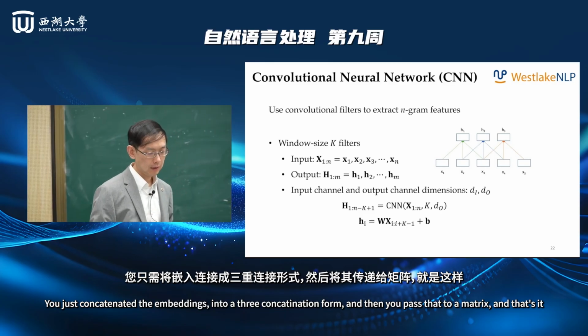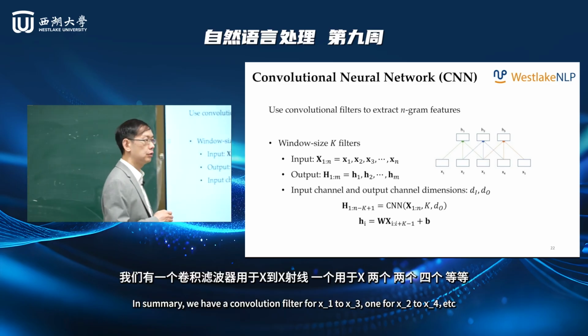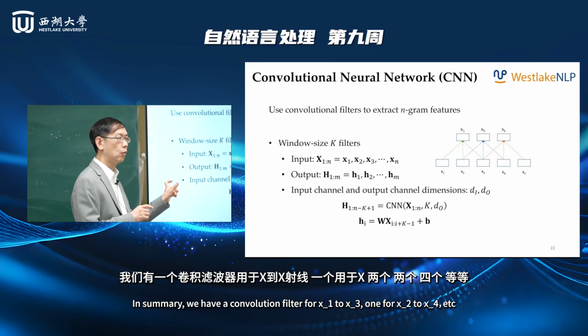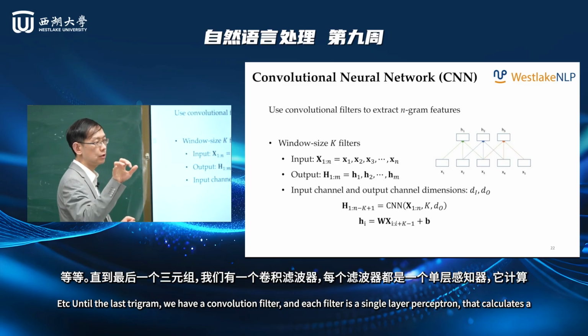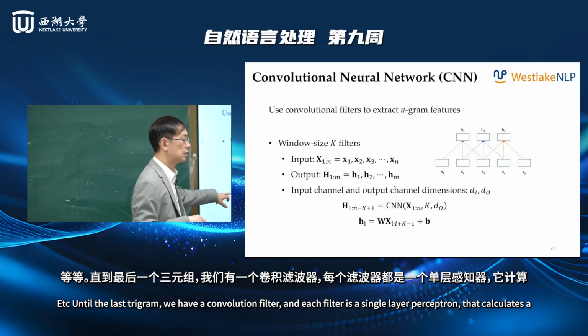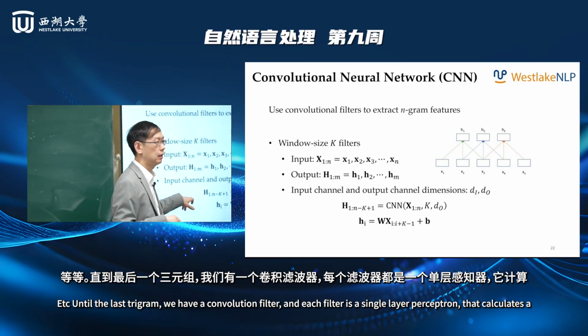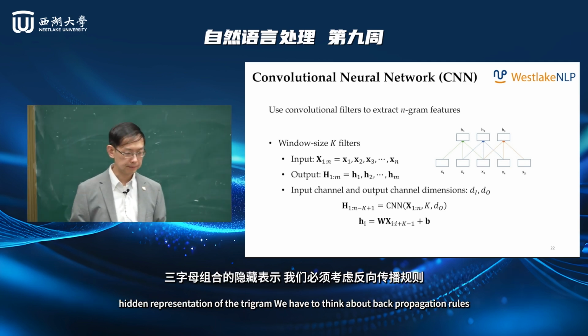And that's it. In summary, we have a convolution filter for x1 to x3, one for x2 to x4, etc., until the last trigram, we have a convolution filter. And each filter is a single layer perceptron that calculates a hidden representation of the trigram.